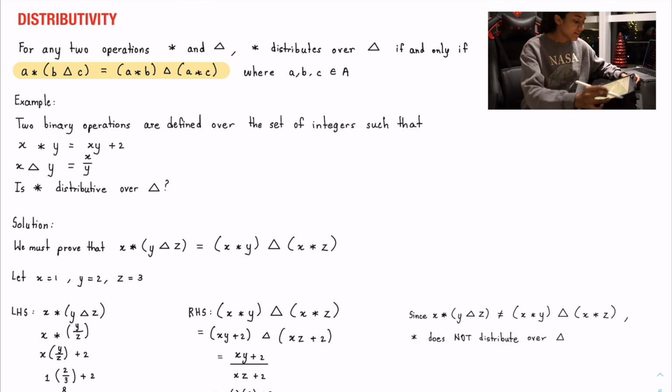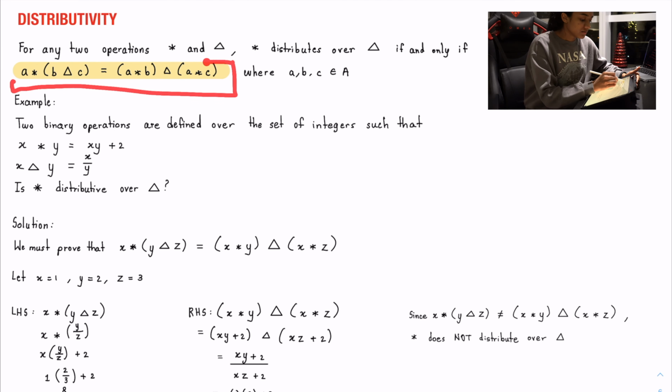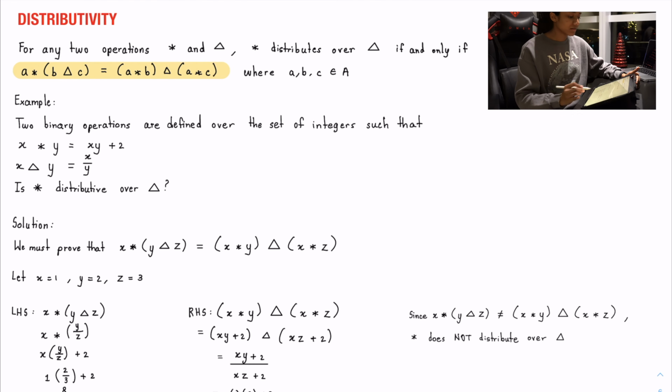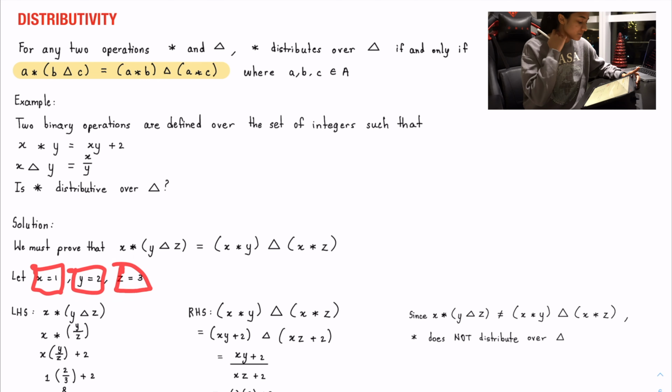Distributivity. So this states that for any two operations, star and triangle, star will distribute over triangle if and only if, and then we state the rule. So yes, it is the most complicated looking one, but we'll look at an example to understand. It's actually really simple because in this one I use actual numbers and we get a proper value.